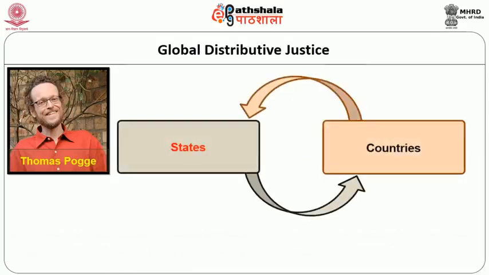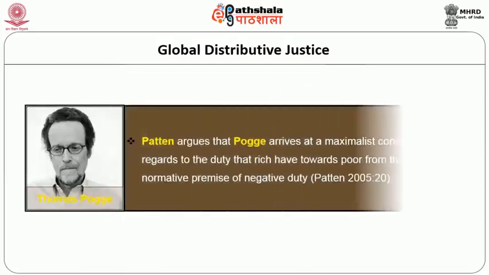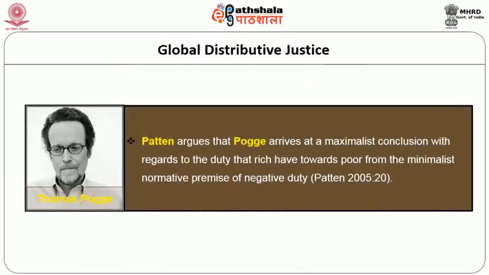He also points to the international resources and borrowing privileges that heads of states have to sell the resources of their countries and borrow loans in the name of their country and people. As long as the representative is able to effectively control and oppress the people of a country, it has the ability to speak on their behalf at international treaty making. Patten argues Pogge arrives at a maximalist conclusion with regards to the duty that the rich have towards the poor from the minimalist normative premise of negative duty.